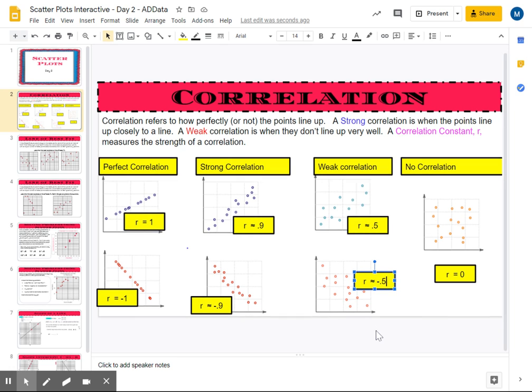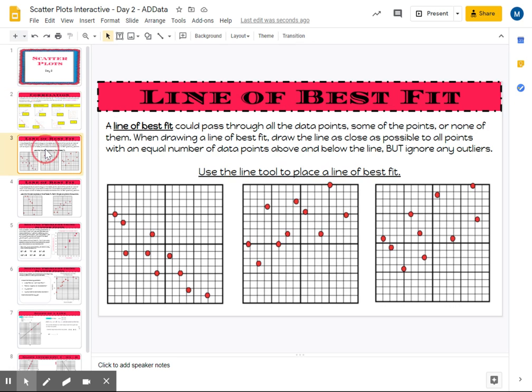All right, we'll go ahead and move on to slide 3. Now we are going to be trying to make the line of best fit. A line of best fit could pass through all the data points, some of the data points, or none of them. When drawing a line of best fit, draw the line as close as possible to all the points with an equal number of data points above and below the line. But we want to ignore the outliers.